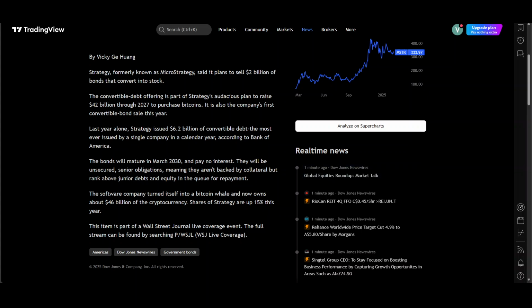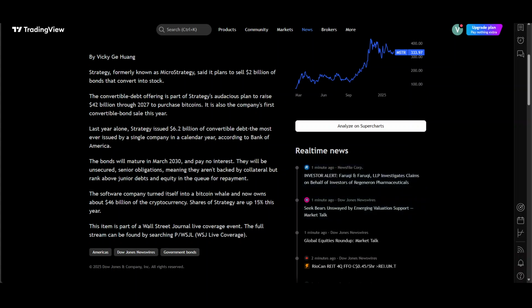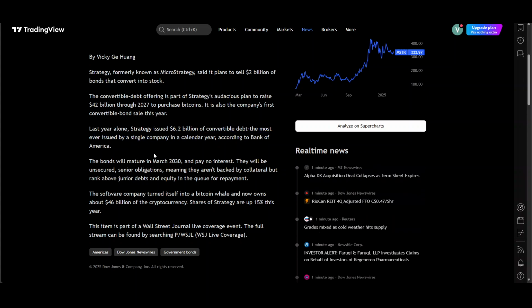So again, they're planning on selling 2 billion worth of bonds that will be able to convert to stock, and that means they're probably just going to buy more Bitcoin. So they did 6.2 billion of the convertible debt last year, and now they're already at 2 billion in February, so probably March. So they're probably going to get to right around the same level or even exceed it.